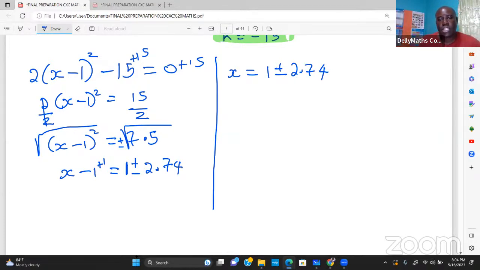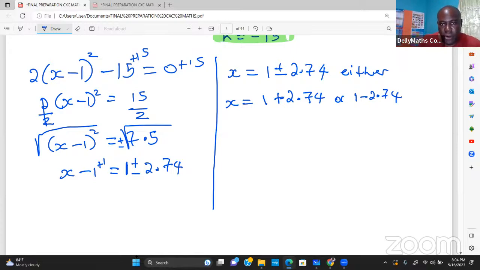See that? You know what that means? Either x is equal to 1 plus 2.74 or 1 minus 2.74. Let's figure that out quickly. So the first one here, x is 3.74. And then the next one, you want to subtract, so you get, or minus, 1.74. There it is.